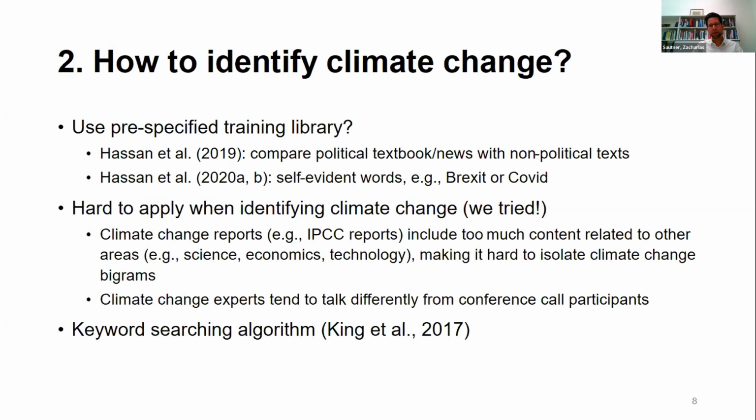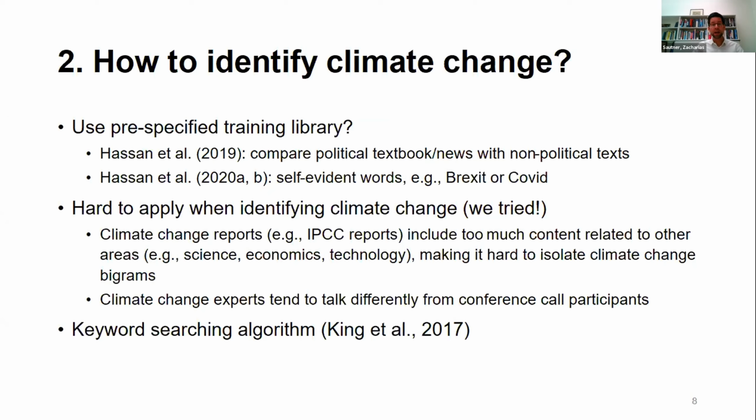So how do we identify climate change from these earnings conference call transcripts? You may say, well, textual analysis, so let's just use a pre-specified training library. You could do this like Hassan et al. 2019, in the earlier mentioned QJE paper: compare political textbooks and news with non-political text, create a training library, and run that library on the transcripts.